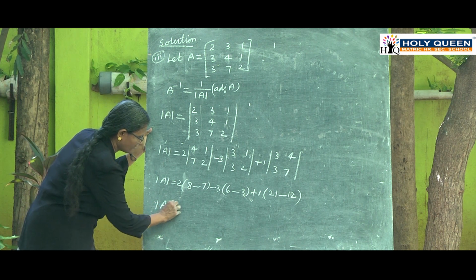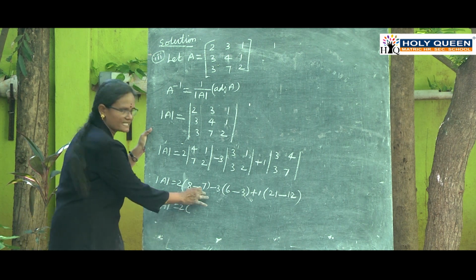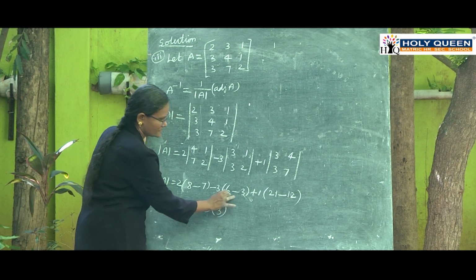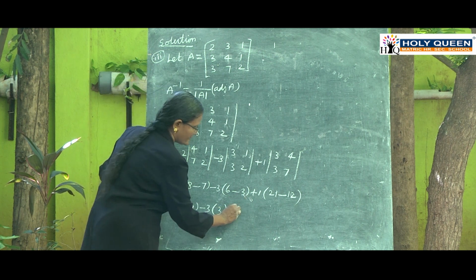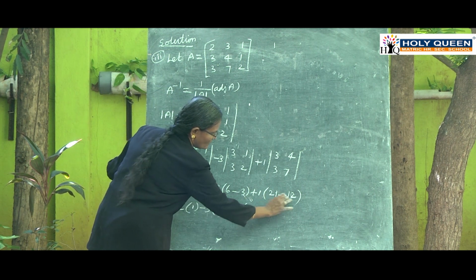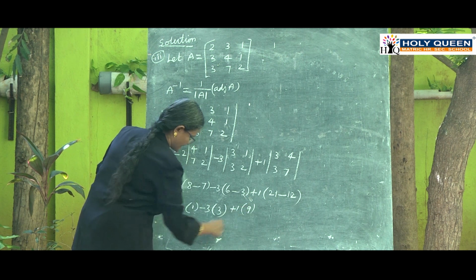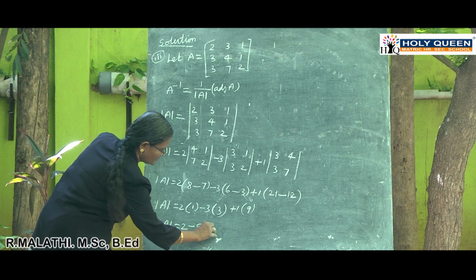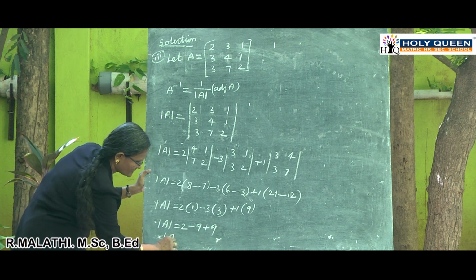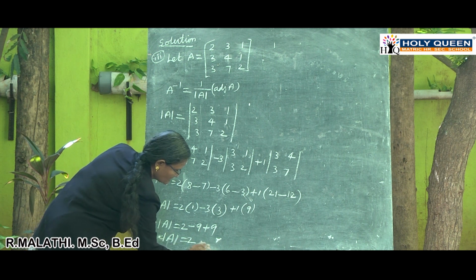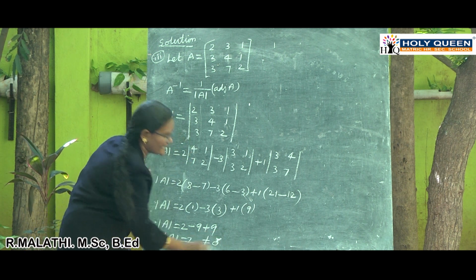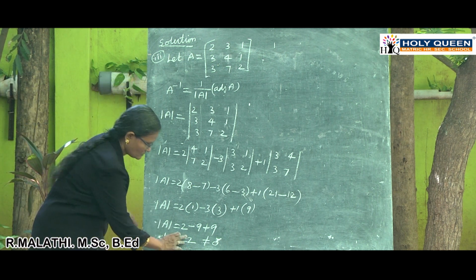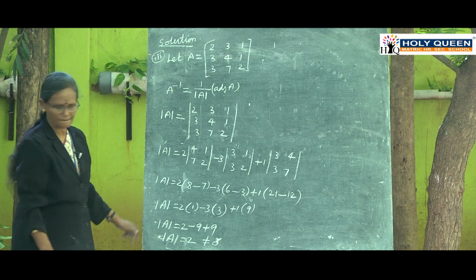The determinant of A is equal to 2 into 8 minus 7, 1. Minus 3 into 6 minus 3, we get 3. Plus 1 into 21 minus 12, that is 9. Therefore, the value of the determinant is 2 minus 9 plus 9, which is equal to 2. Anyway, not equal to 0. Therefore, A inverse exists.